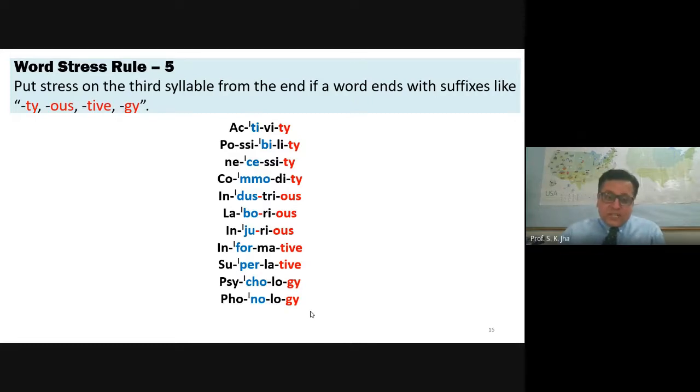Now you have got this reason. In the beginning, I told you to ask why we should give stress on for in the case of informative, and why we should give stress on ma in the case of information. So now you have got the answer, that if the word ends with tive, then you have to give stress on the third syllable from the end. So that's why for is taking stress. Informative, superlative, psychology, phonology. I'll move further.